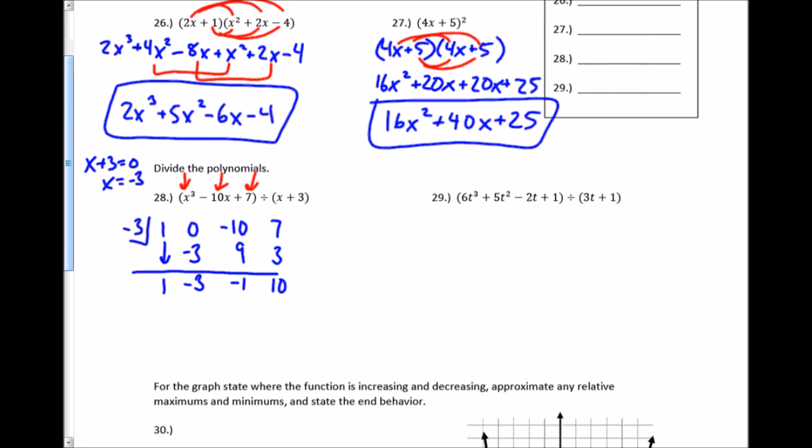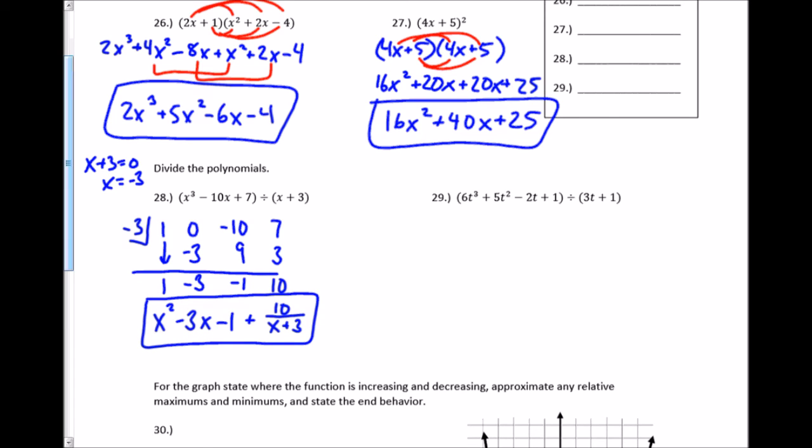And now from here, I just want to interpret this thing. Since I started with an x cubed, I divided by an x to the first. Means my answer starts with an x squared. This is a 1x squared minus 3x minus 1. And then this 10 is my remainder, so I put a plus 10 over the thing I was dividing by, which was the x plus 3. Okay?